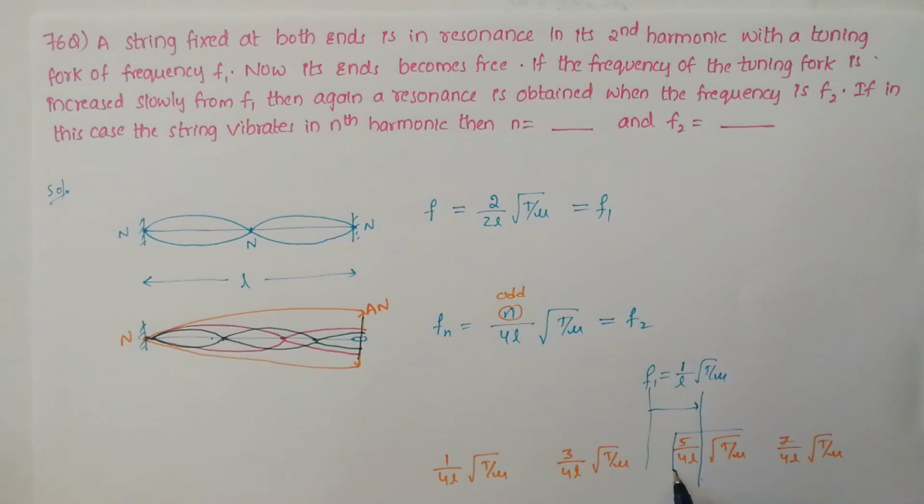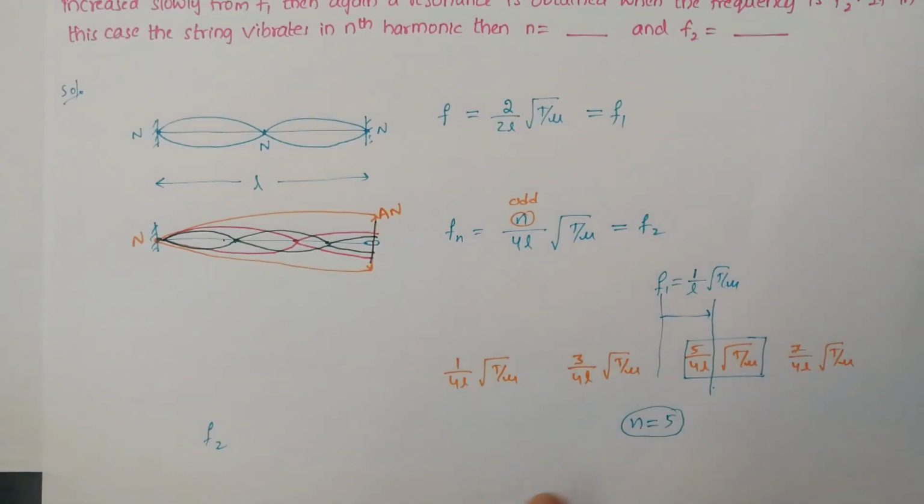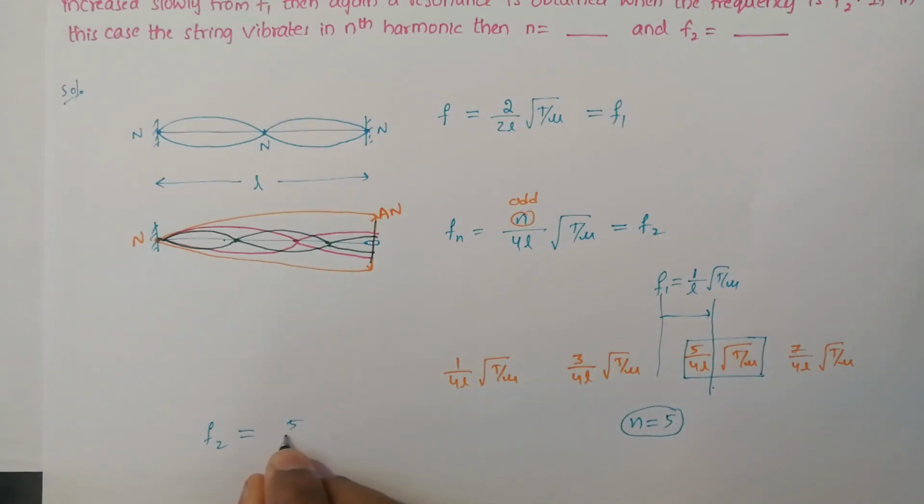So this is the frequency we are talking about. If we compare this with N, here the N value will be 5. So if N is 5, we can substitute back and get F2. The N value will be 5 and F2 will be equal to 5 by 4L into under root T by mu. That is 5 by 4 times F1. So this is how to solve this question.